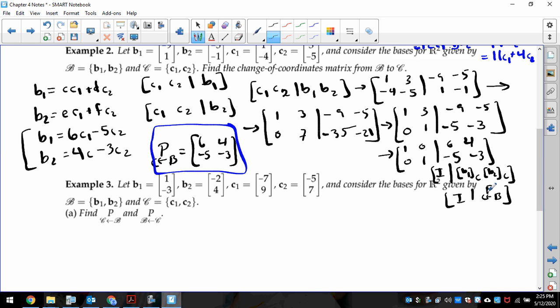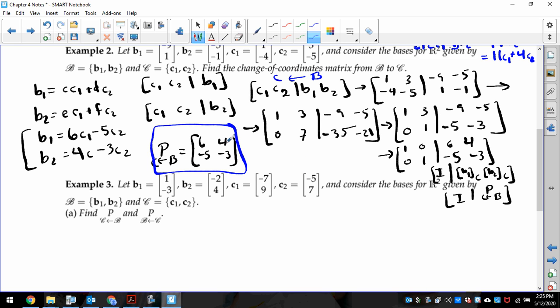If you want the other direction, you would have to augment originally. You'd have to put the B's on the left and the C's on the right. So here, this is helpful because it's going from B to C. And if you wanted to go from C to B, you would have to put the B's on the left and the C's on the right.